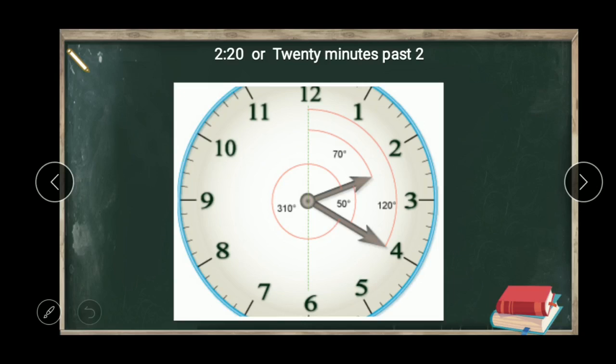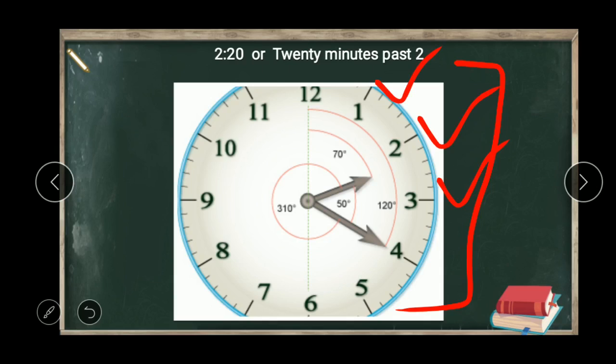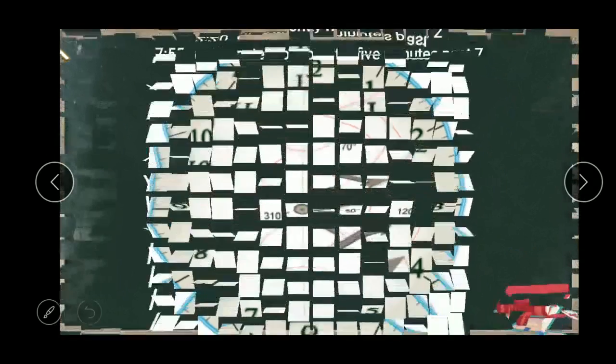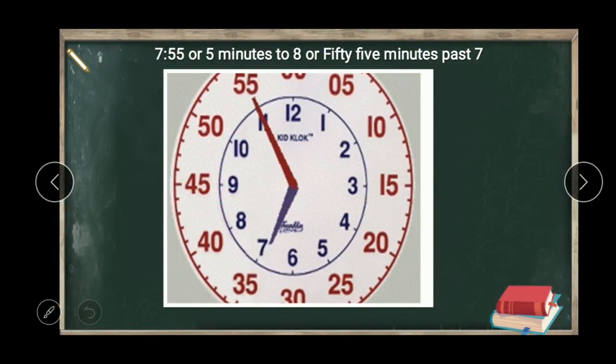Now, if minute hand is in middle of 1 to 6, means it can be on 1, 2, 3, for 3 we will read as quarter past, 4, 5, then how we will read? Here the minute hand is at 4, so we will read it as 20 minutes past 2, means 20 minutes are over. So 20 minutes past 2. Now here the minute hand is at 11, so we will read it as 55 minutes past 7.